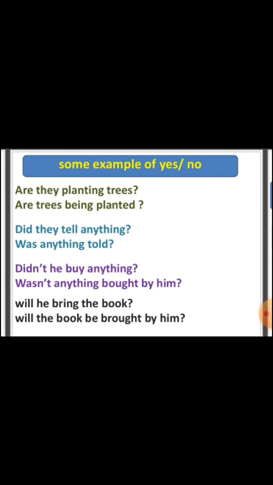Are they planting trees? Are trees being planted. Is, am, are is used first, then the object, and then being, where ing is replaced with being, and then the third form of the verb. And in the previous video I told you that there is no need to add by when the subject is they. Here, did they tell anything? Was anything told? Now there is no need to put by them.